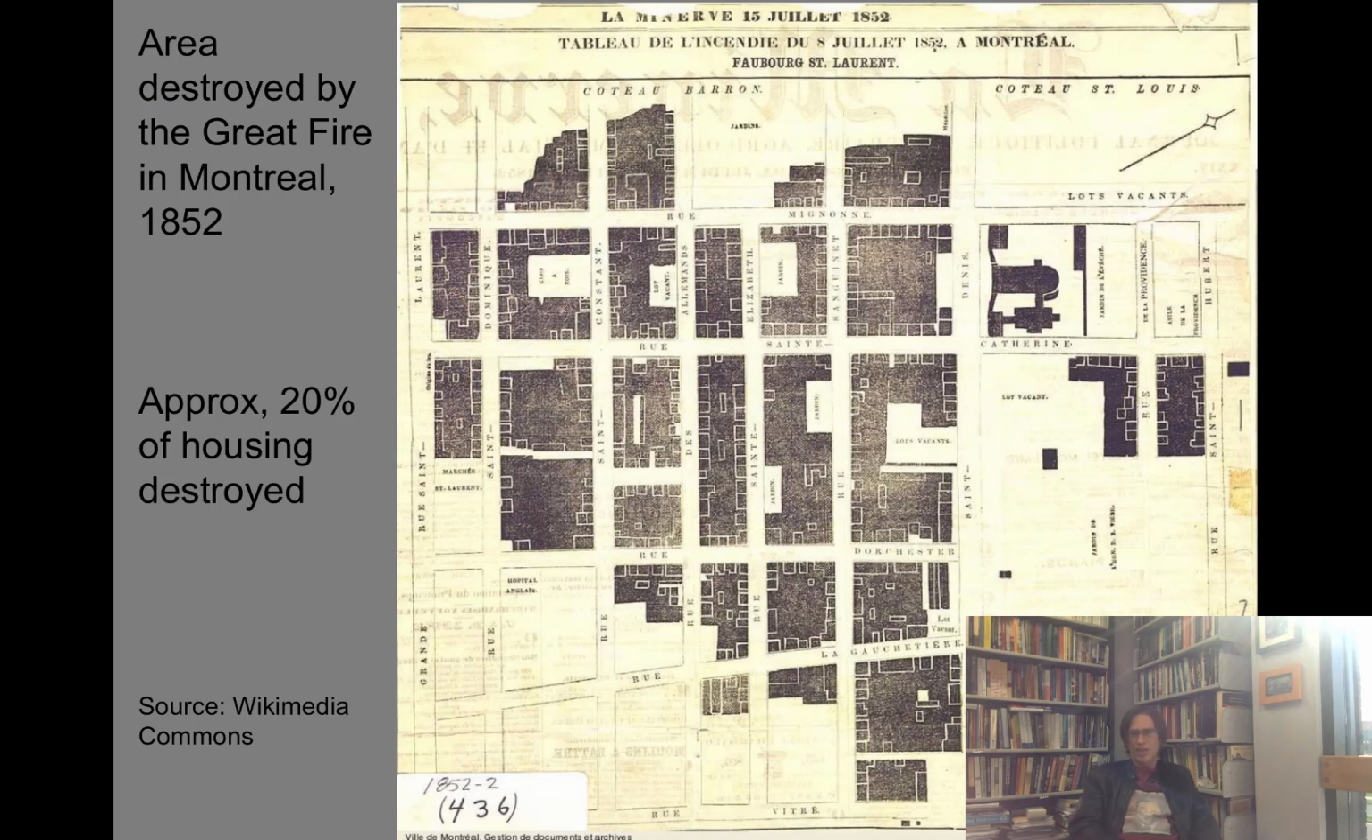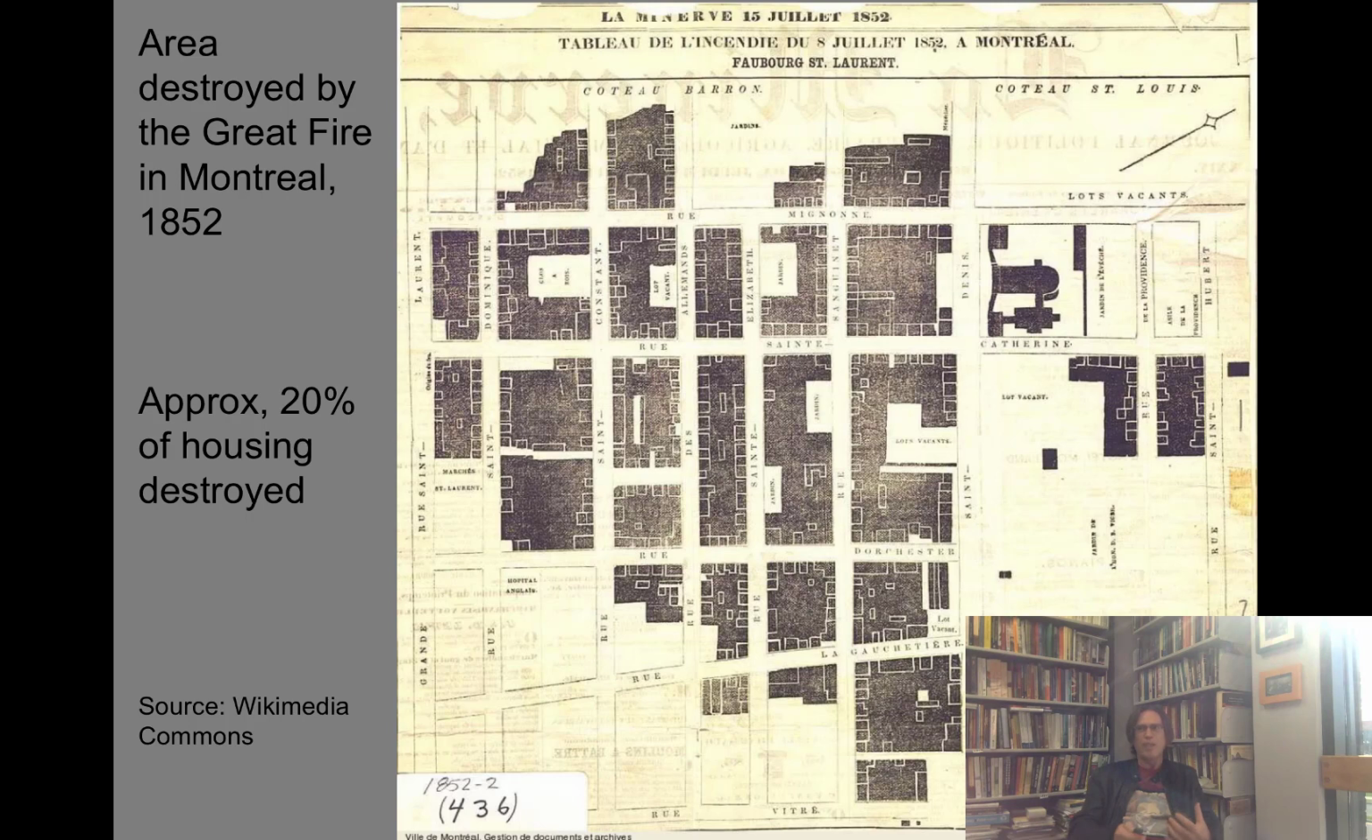Here's a fire in Montreal in 1852. It destroys 20% of the housing in the city. Imagine if St. Catharines lost 20% of its housing. We'd be talking about a huge swath of St. Catharines burning in a fire.